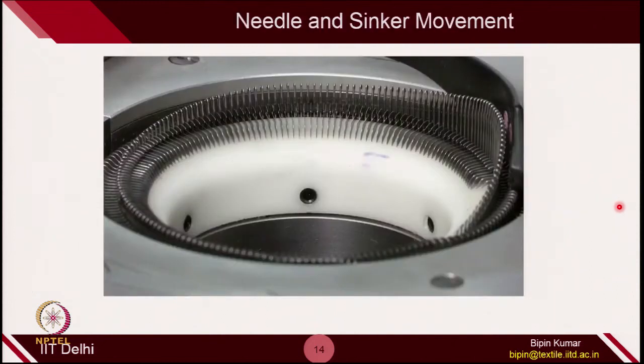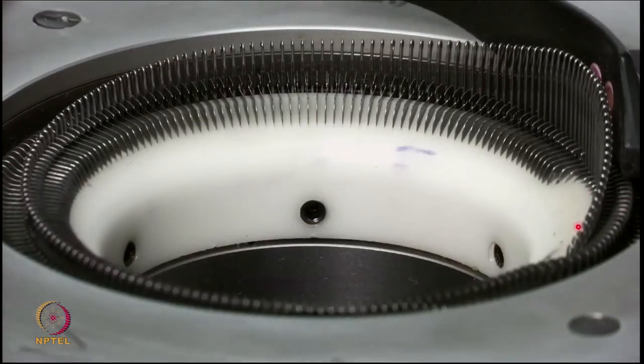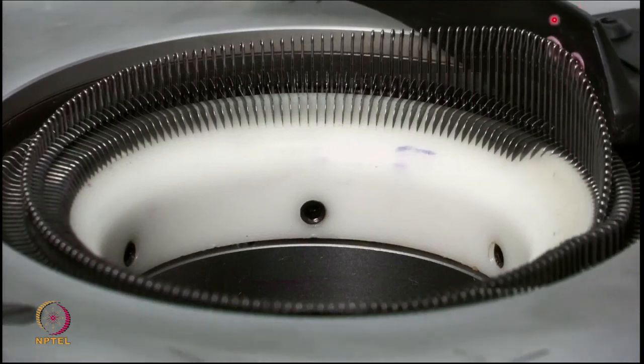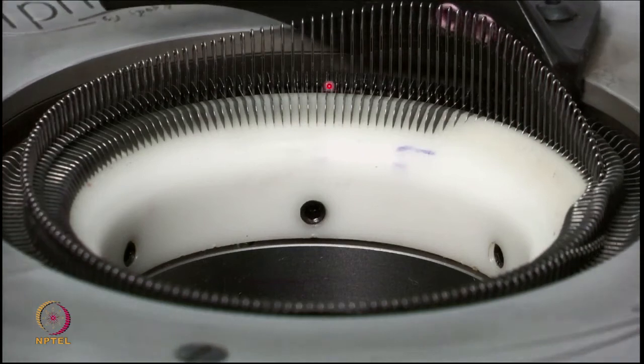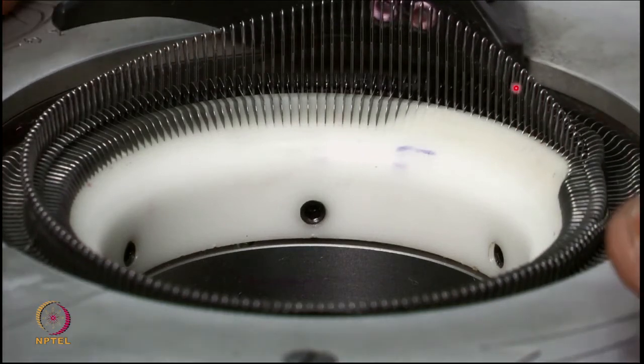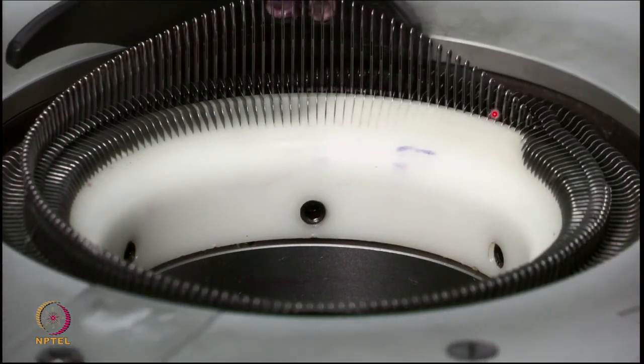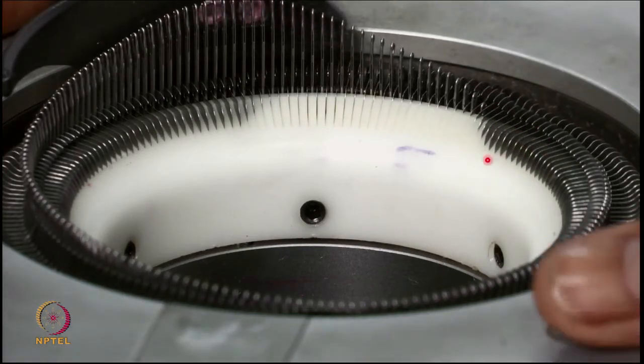So here you can see in slow motion: once the needle is in the highest position, this is the highest position, the sinker is going down. And once the needle is coming down, you can see here, the sinker is coming out.